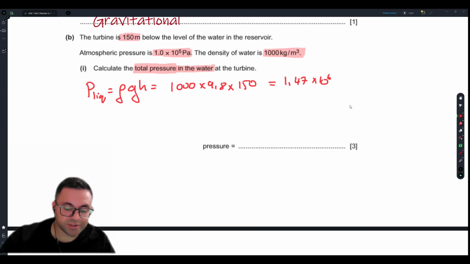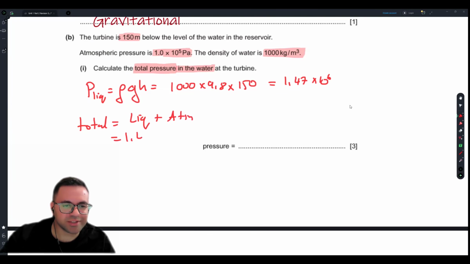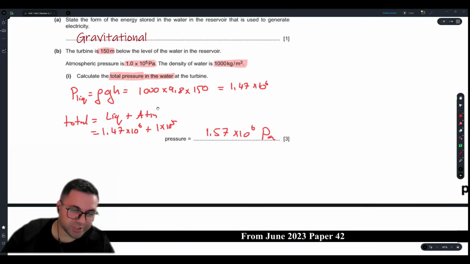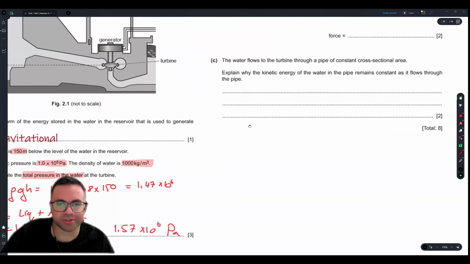That is not the final answer because the total pressure is the liquid pressure plus the atmosphere. Liquid pressure is the answer we just got. Atmospheric pressure is 1 times 10 to the power of 5. So I'll add 1 times 10 to the power of 5, which gives me 1.57 times 10 to the power of 6 Pascal. So the total is the sum of the liquid pressure and the atmospheric pressure.